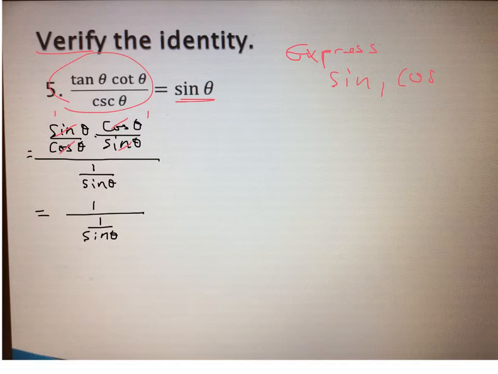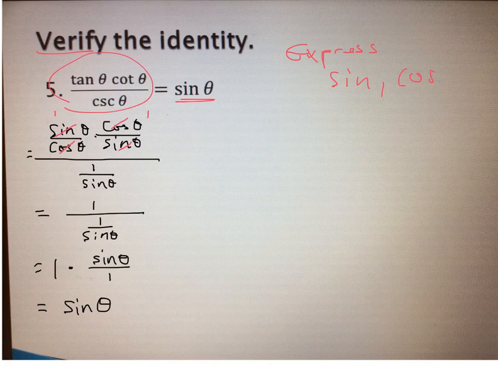Now, if you recall, we can divide by something, or instead, sometimes it's a lot easier to multiply by the reciprocal, especially in cases where we're dealing with fractions. So I'm going to take that 1, and instead of dividing by the fraction 1 over sine, I'm going to multiply by the reciprocal of that fraction, which would be sine of theta over 1. And that would simplify pretty easily into sine of theta. And now I'm equal to the right-hand side, and I've finished verifying the identity.